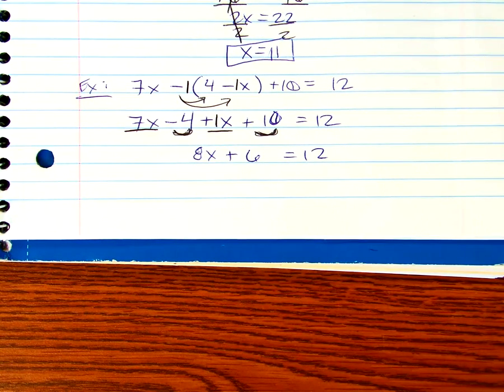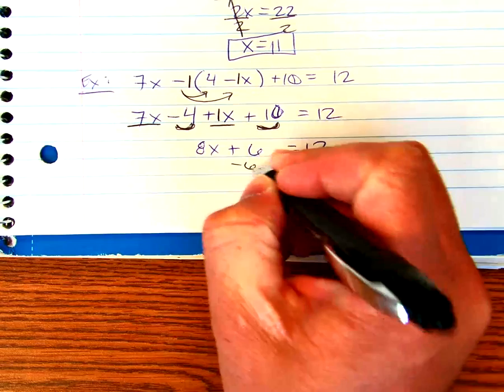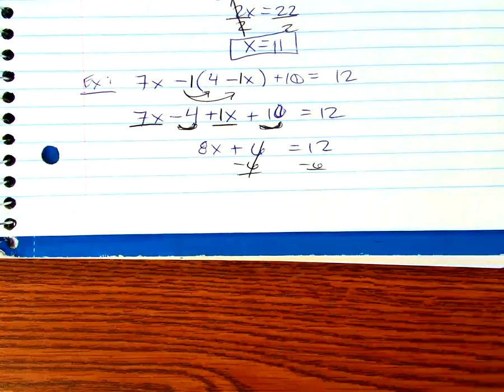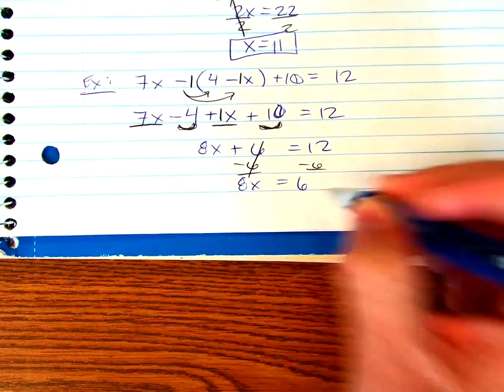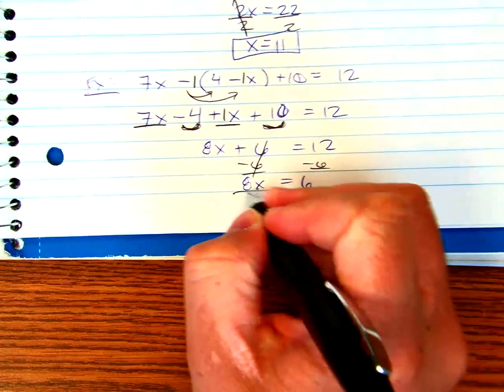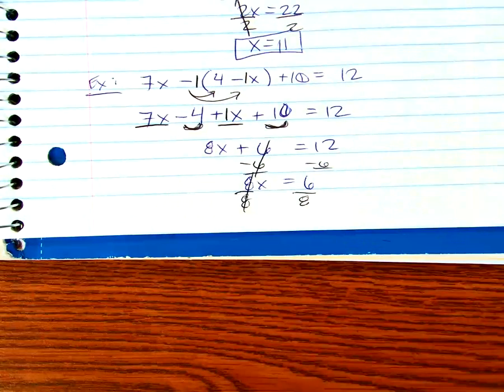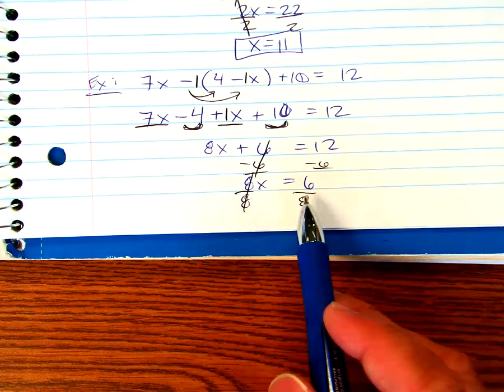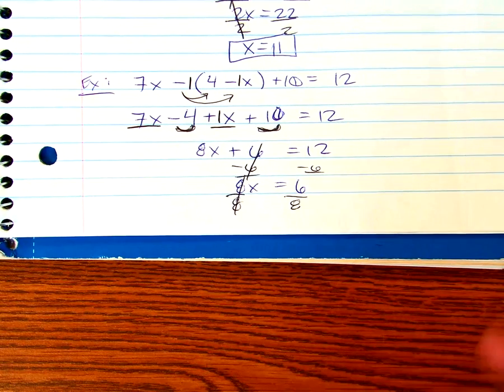From here on out, it is now just a two-step equation like we are already very used to. I'm going to subtract 6 on both sides. We're going to see something happen in this problem that we have not had happen often. When I go to divide by 8, 8 does not fit into 6. And we've talked about this before. We use the fraction bar to represent division. And we do that because answers are not always whole numbers.